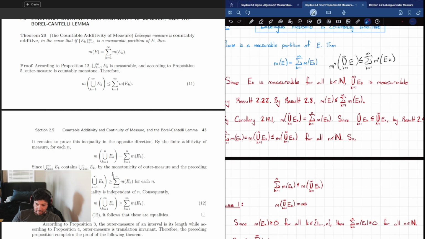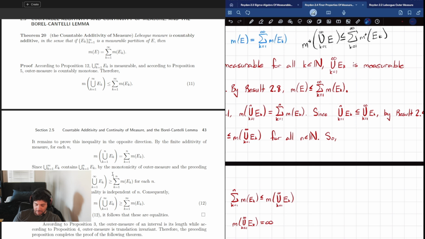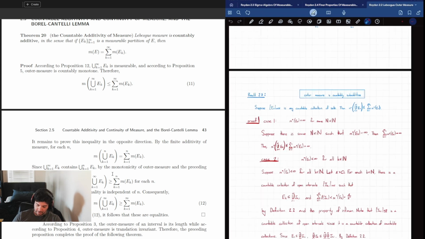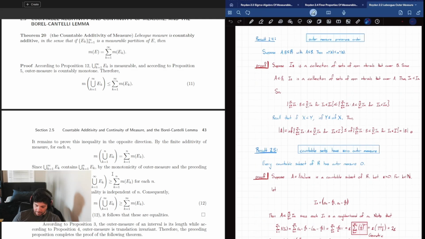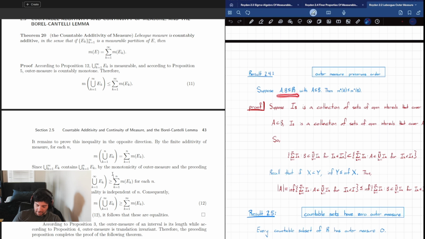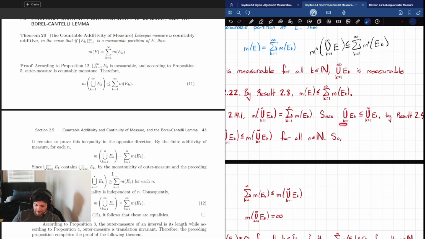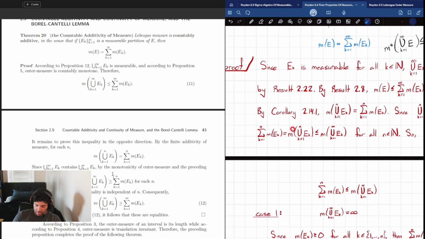And then the way we bound the sum is using containment. We know that the partial union is contained in the full union. And so by result 2.4, which is the order property of outer measure, we get that this is less than or equal to this. So that's this guy right here. It's one of the first things we proved. If you have two sets and one's a subset of the other, then the outer measure of A is less than or equal to the outer measure of B. And that should make intuitive sense. If the set is inside another set, it should be smaller in size. So this set is a smaller set of this set, so the outer measure should be smaller.